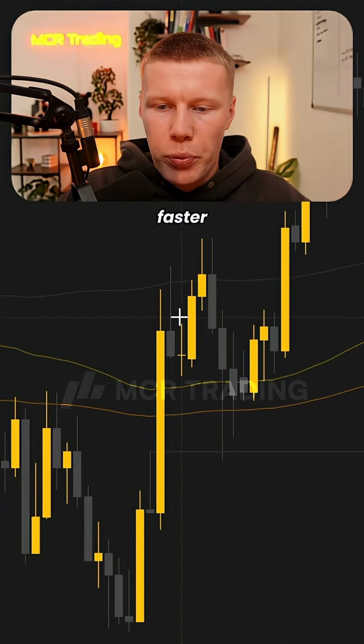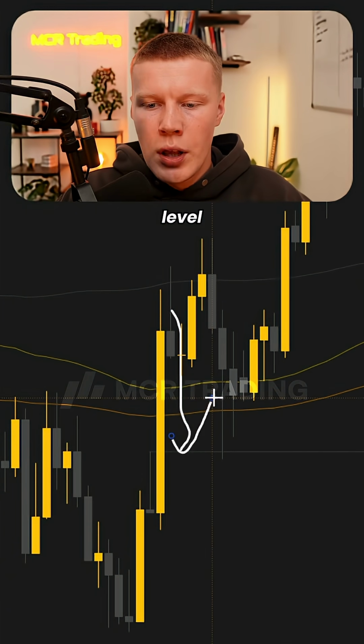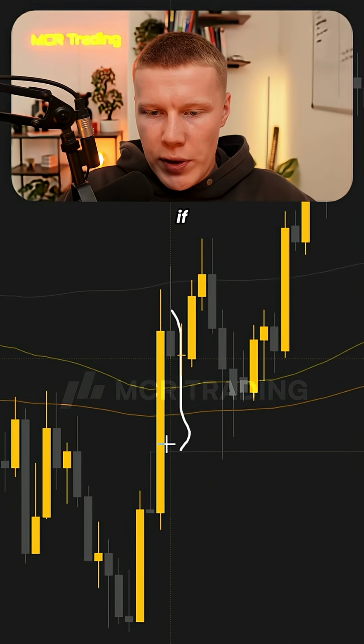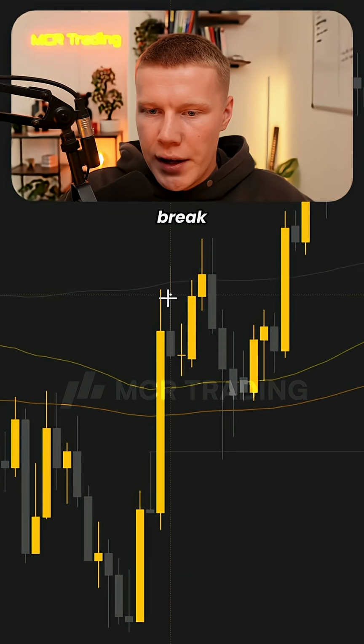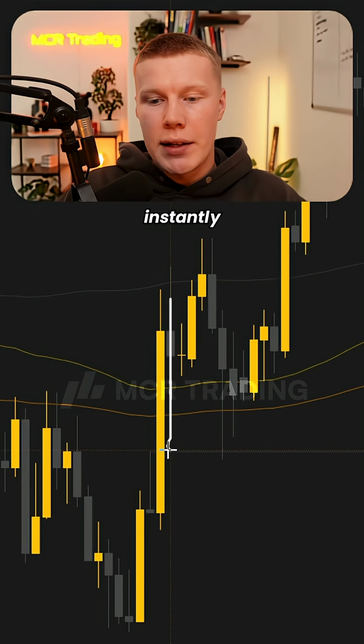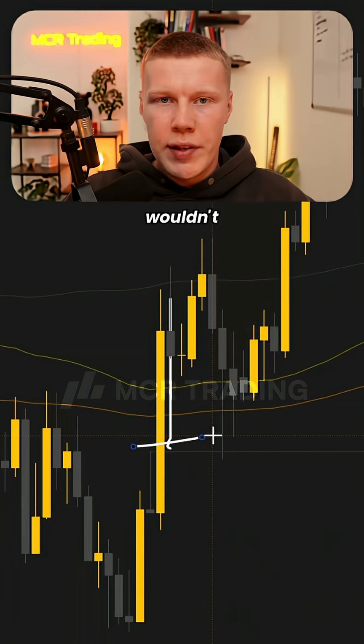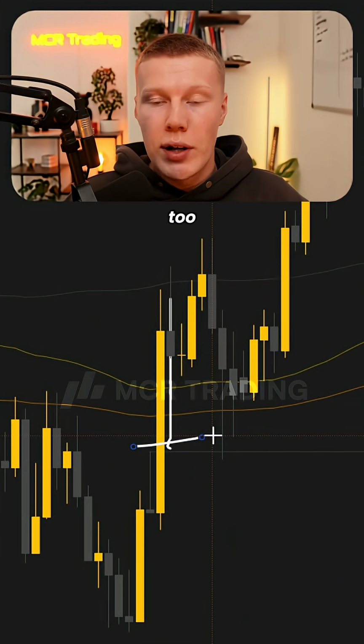Basically, the faster price comes down to retest our level, the more aggressive it is. So if we saw, let's say, a 1 candle break and then the next candle it came instantly back down to tap the level, I wouldn't take that in my rules because that is way too aggressive of a retest.